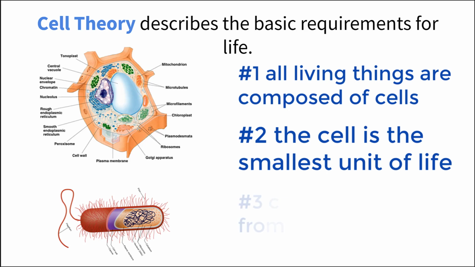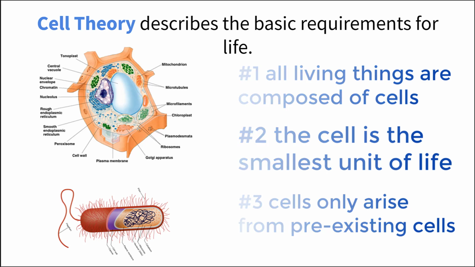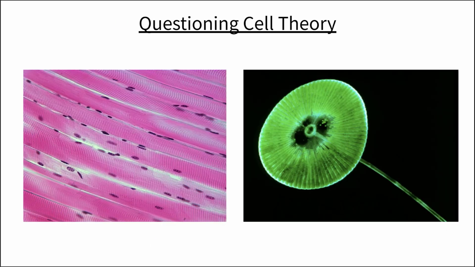And number 3, cells only arise from pre-existing cells. This last point usually brings about more questions than answers, but for now let's move ahead with the assumption, which is backed by tremendous amounts of data, that cells only come from other cells, which describes some form of cell division taking place. Now, like most rules, whenever we define something very strictly, there are usually exceptions. And in this case, we do have some exceptions that break the main convention of cell theory.